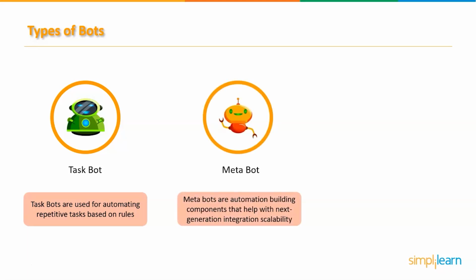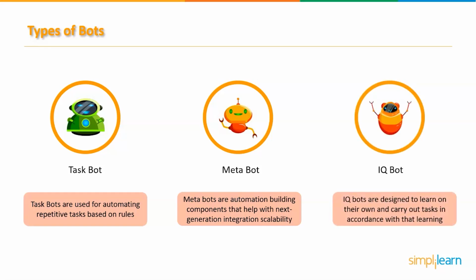Metabot. Metabots are a more advanced version of task bots. Metabots are automation building components that help with next generation integration scalability. These are intended for scalable, complex processes. On a computer, metabots are used to automate applications. Application APIs, visual captures, and integration flow can all be used to develop metabots.